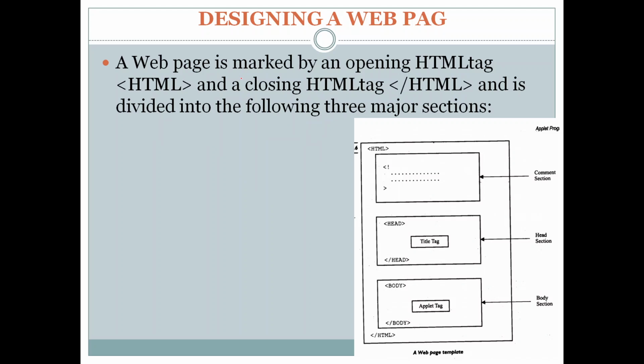A web page is marked by an opening HTML tag. A web page always starts with the HTML tag and ends with a closing HTML tag, that is with a forward slash. So the tags which we have in HTML generally come in pairs.